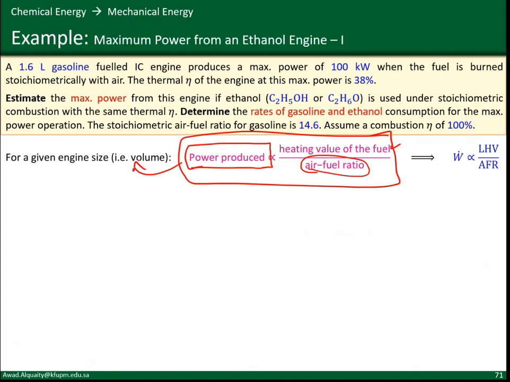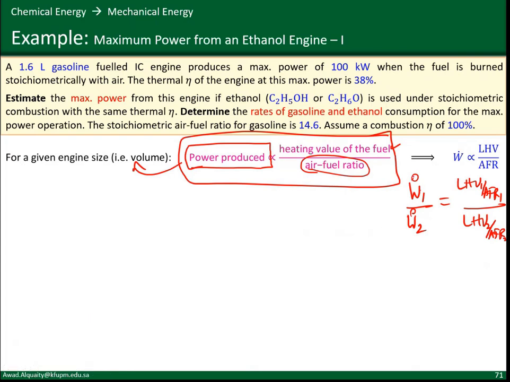For engines of the exact same volume, you can very easily calculate the effect of changing the fuel on the power produced by looking at this particular formula. If it's proportional, it basically means that you can convert this proportionality into equality by taking a ratio. So the power output from engine 1 divided by engine 2 for the same volume is equal to LHV1 by AFR1 for different fuels, divided by LHV2 by AFR2. So it's as simple as that. And that's essentially what we will be doing here.